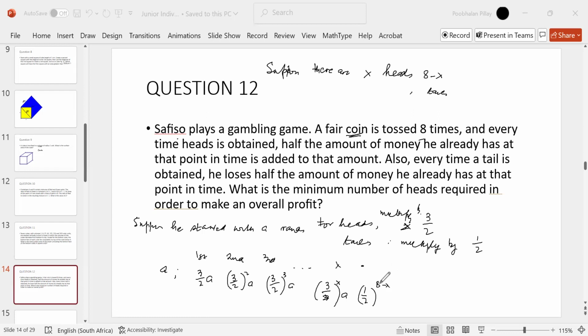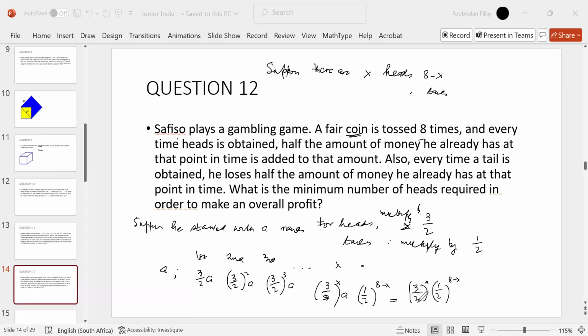So you keep multiplying a half 8 minus X times, because it's getting tails each time for the remaining part, right? Now, so you got, this is the amount he has after 8 throws. So let's just put this in 3, simplify this. That's a messy business, right?